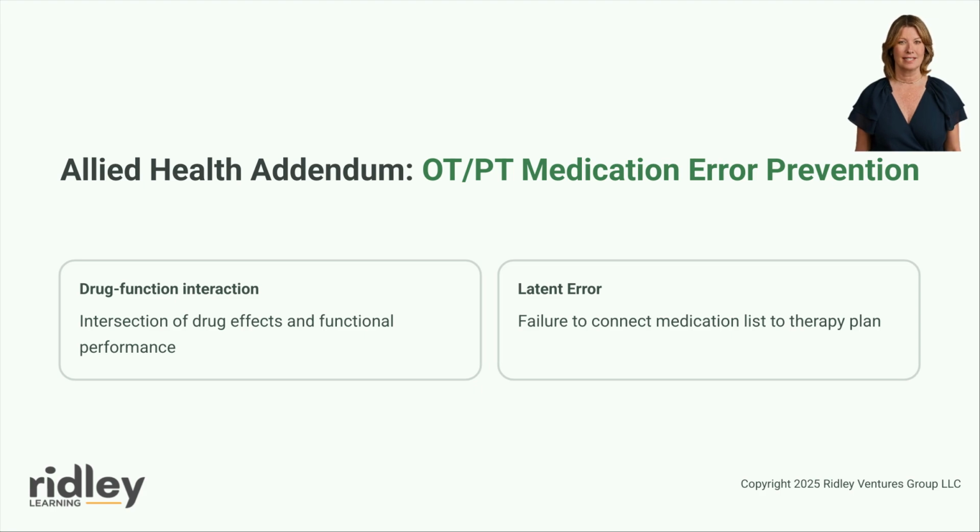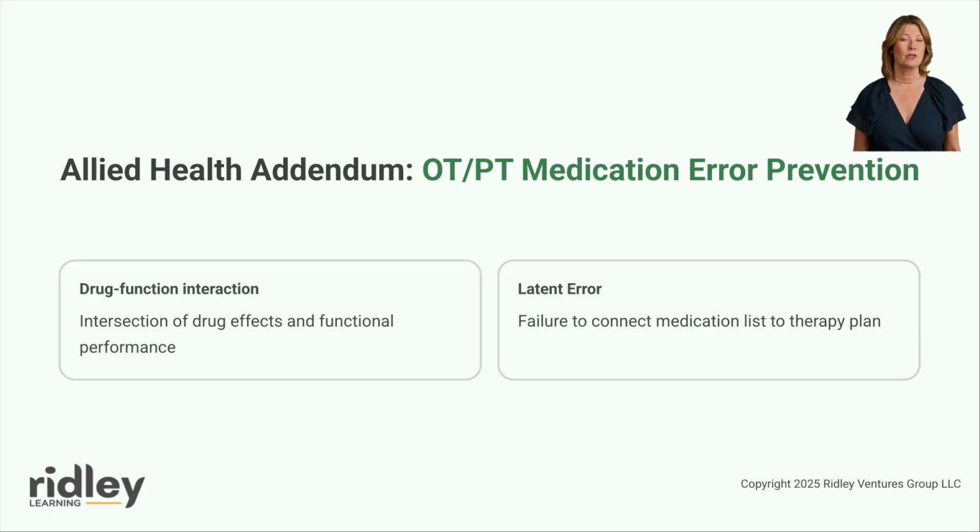Now we move to the Addendum, which specifically addresses the allied health professional's role in medication error prevention. This section is particularly relevant for occupational therapists and physical therapists. For occupational therapists and physical therapists, an indication is the reason for therapeutic intervention, while a contraindication is a specific situation where that intervention may be harmful.